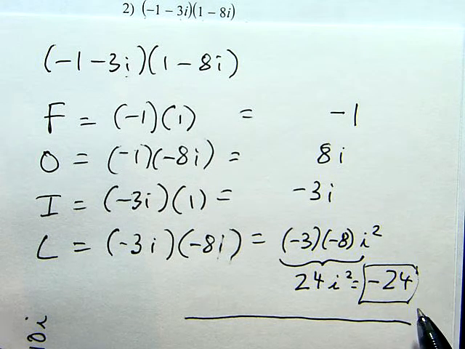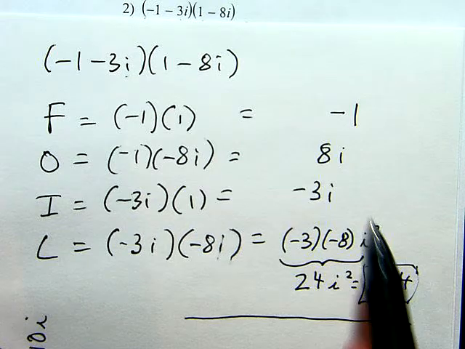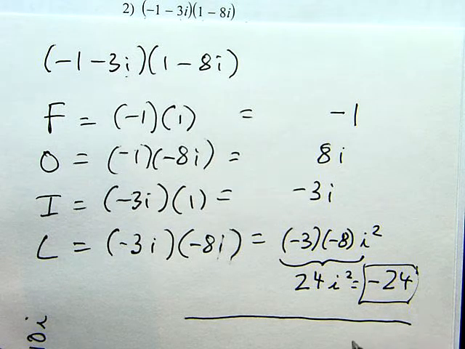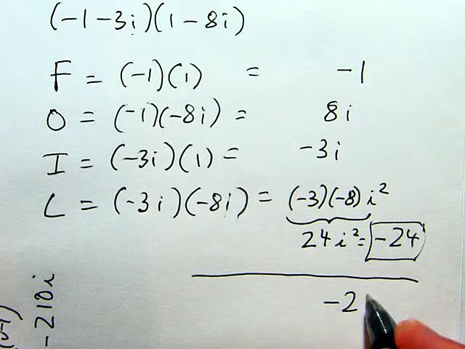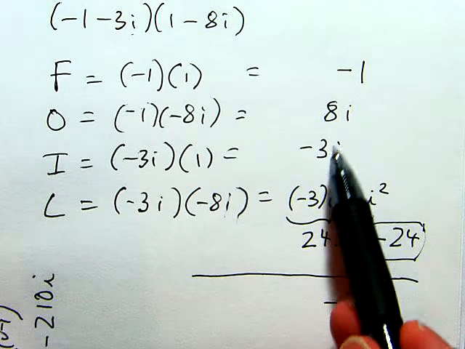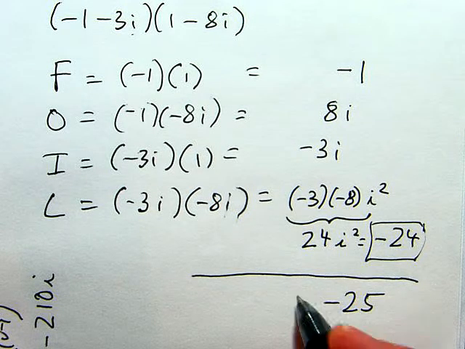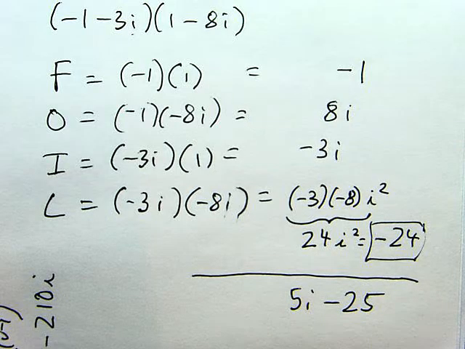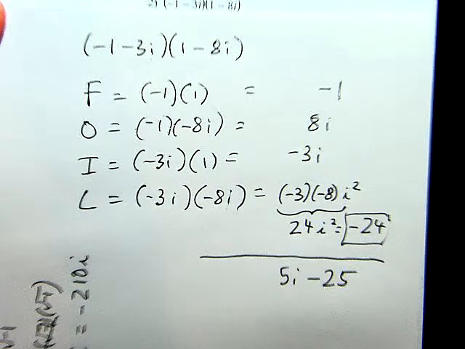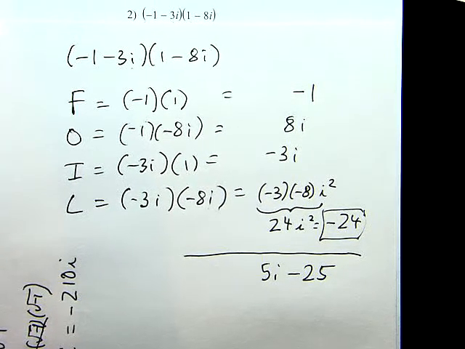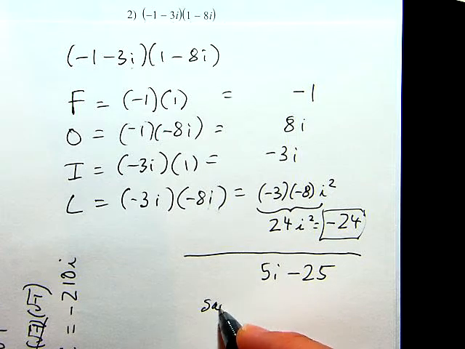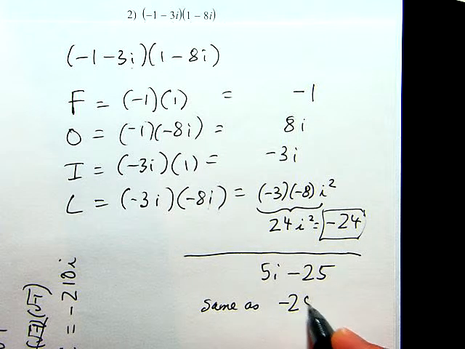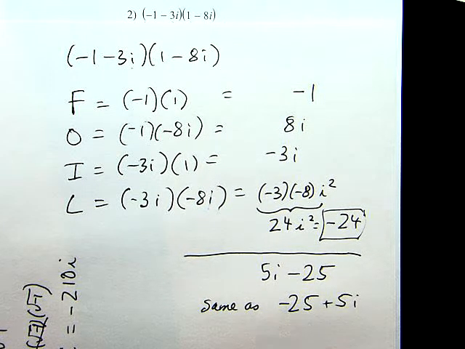We have to combine like terms. So we'll take the negative 1 and the negative 24 together, which add up to negative 25. And we take the 8i and the minus 3i, which add up to 5i. So the answer is 5i minus 25. Sometimes we try to write the real number before the imaginary number, so we could also write this as negative 25 plus 5i. Okay, so that would be the answer to that multiplication.